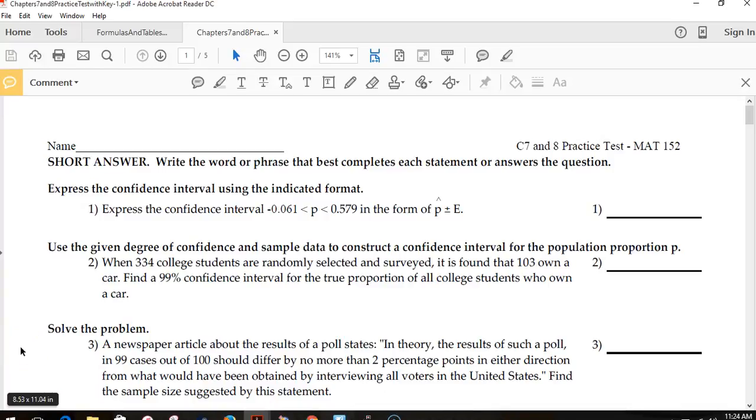Today we're going to review for the Chapter 7 and 8 practice tests. In Chapter 7 you looked at confidence intervals, and in Chapter 8 you looked at hypothesis testing. Most of the time you're able to choose between completing the problems using formulas and solving them algebraically by hand. Other times you may want to use the calculator.